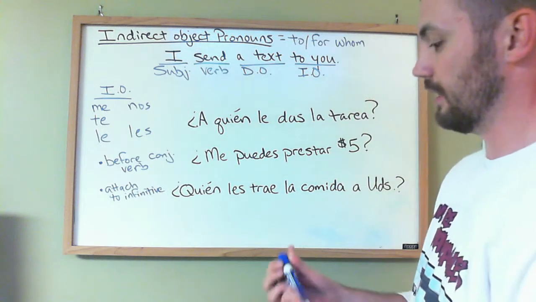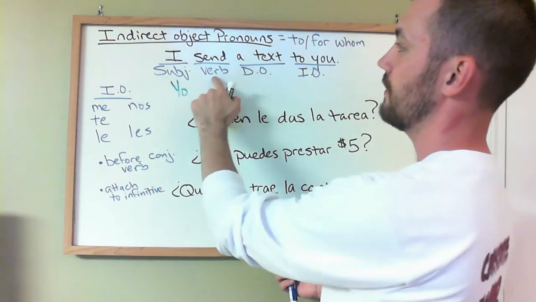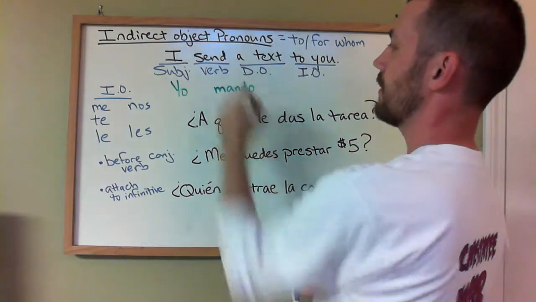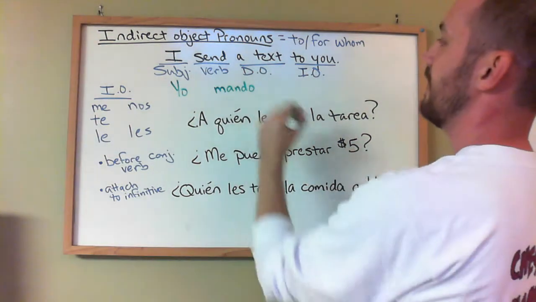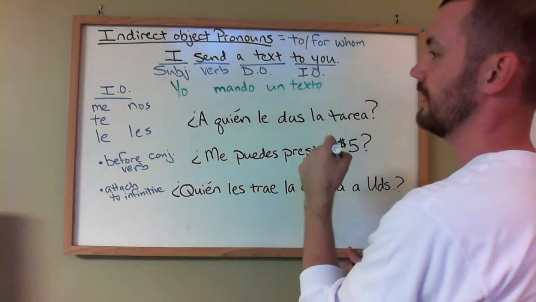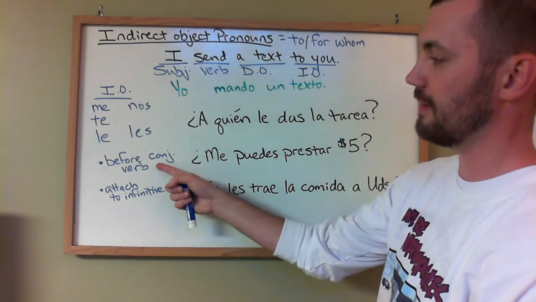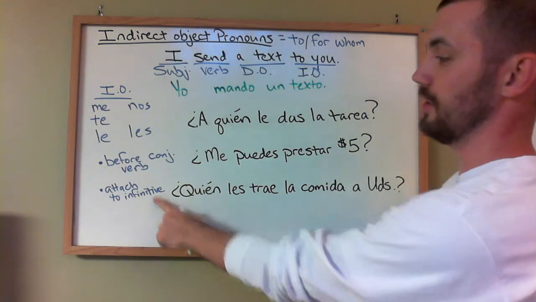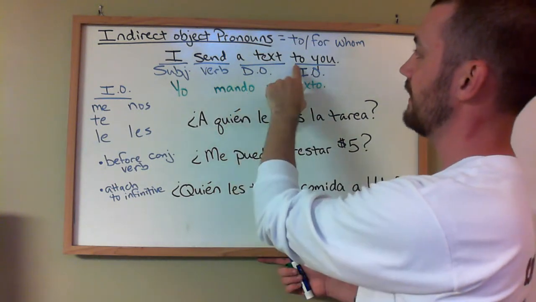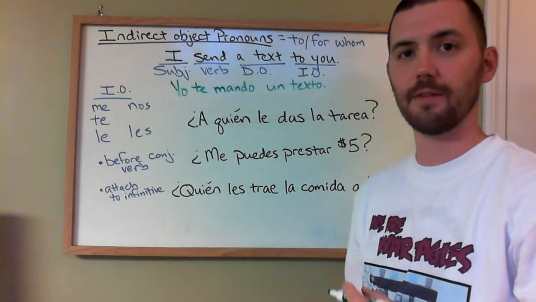Now let's translate this sentence. I is going to be yo. The verb to send is mandar, and we're going to conjugate it, yo mando. So we have a text, simply un texto, and then to you. And you remember, you don't put it at the end. Where do you put it? Before the conjugated verb or attached to the infinitive. Do we see an infinitive here? Nope, but we see a conjugated verb. So now we're going to find the indirect object pronoun that matches to you, which is te. We put it before the conjugated verb.